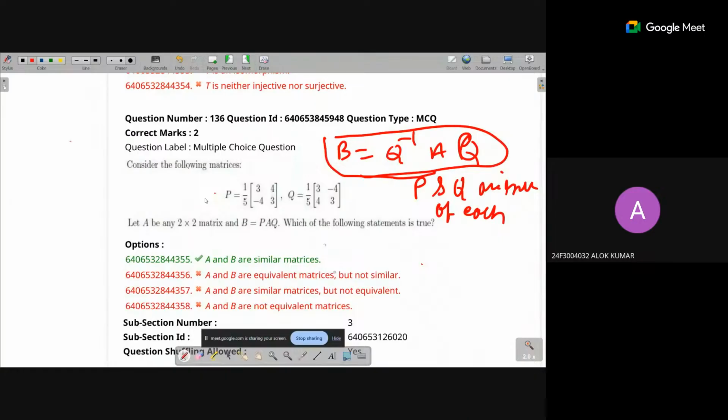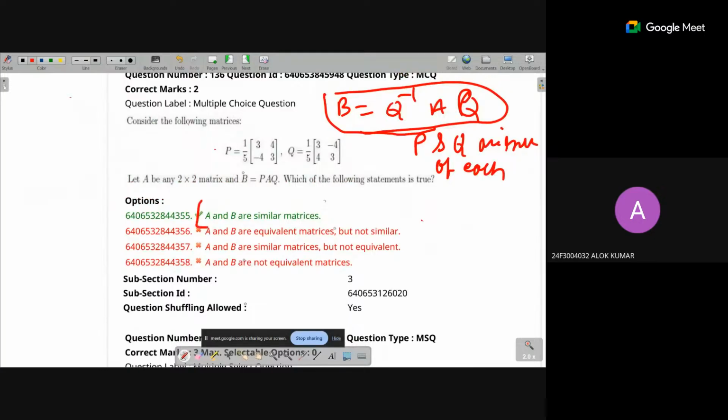And if you want to verify, you cannot calculate the rank because A and B are not given. So A and B are similar matrices, you can directly say that. And A and B are also equivalent matrices. So the statement that A and B are not equivalent matrices is wrong, because A and B are also equivalent matrices.